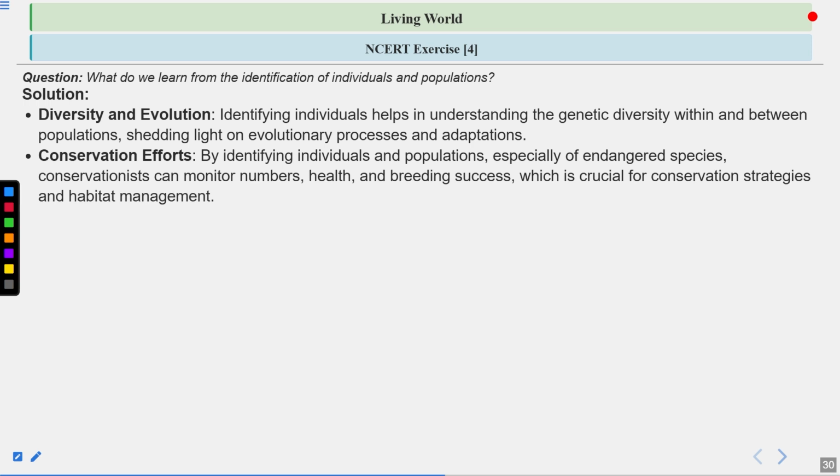Next is conservation efforts. By identifying individuals and populations, especially of endangered species. So if you identify individuals or the populations, especially of the endangered species, you say, okay, I have identified this species is endangered. Or the population of this species is very less, it is going to go extinct. Then you can devise conservation strategies. You can monitor the number of that endangered species, you can monitor the health, you can monitor the breeding success.